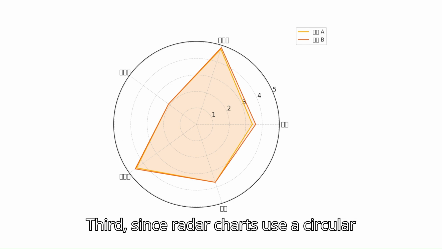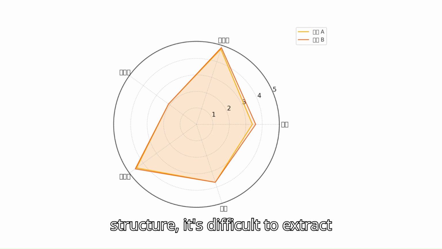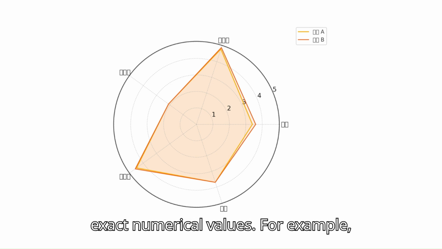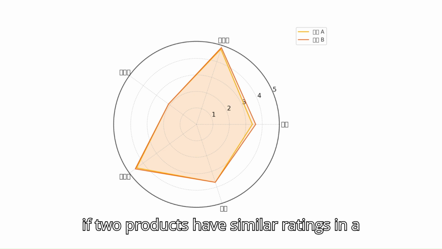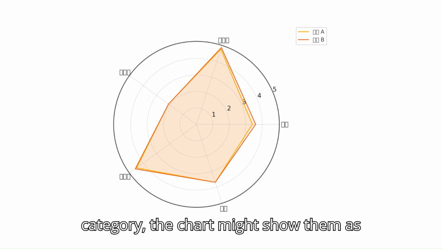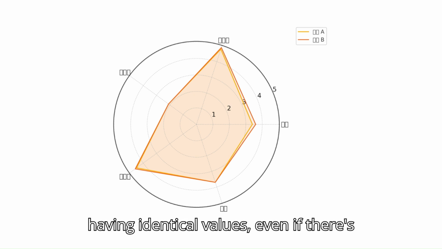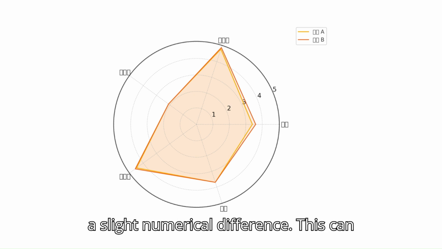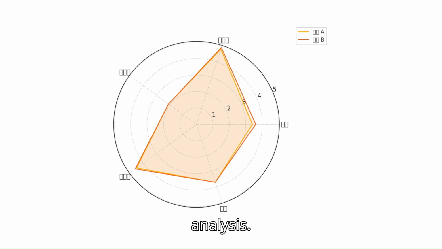Third, since radar charts use a circular structure, it's difficult to extract exact numerical values. For example, if two products have similar ratings in a category, the chart might show them as having identical values, even if there's a slight numerical difference. This can make it hard to perform a precise analysis.